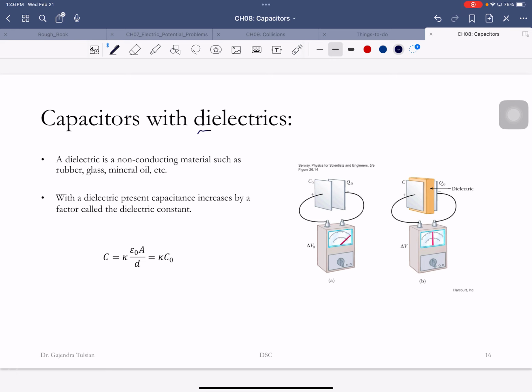So what are dielectrics? Dielectrics, they're insulators, okay? A dielectric is a non-conducting material such as rubber, glass, mineral oil, etc. And so for a parallel plate capacitor, that's the capacitance for an air-filled capacitor. And this is called the dielectric constant. With the dielectric present, the capacitance increases. So this is the dielectric constant of the material.